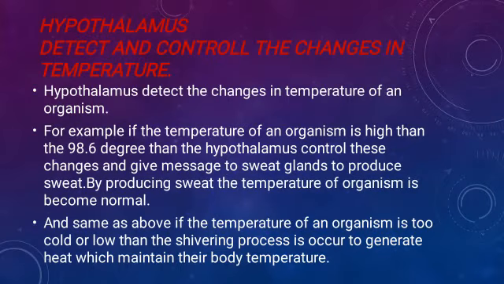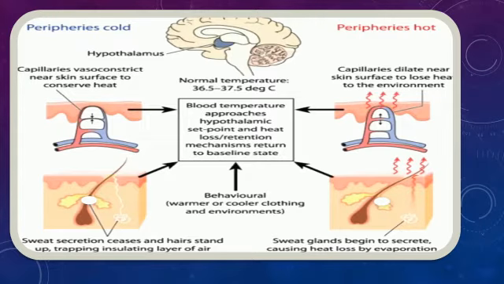Then hypothalamus. The hypothalamus detects and controls the changes in temperature. For example, if the temperature of an organism is higher than 98.6 degrees, then the hypothalamus controls these changes and gives a message to the sweat glands to produce sweat. By producing sweat, the temperature of the organism becomes normal. And same as above, if the temperature of an organism is too cold or low, then the shivering process occurs to generate heat, which maintains their body temperature. As you can see in this image, the hypothalamus controls the change in temperature.